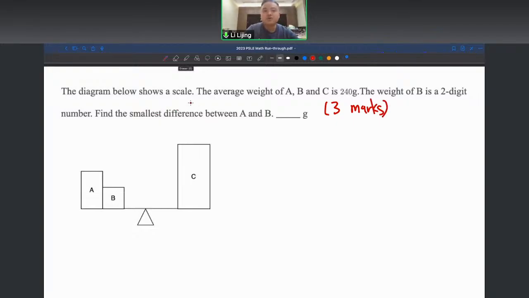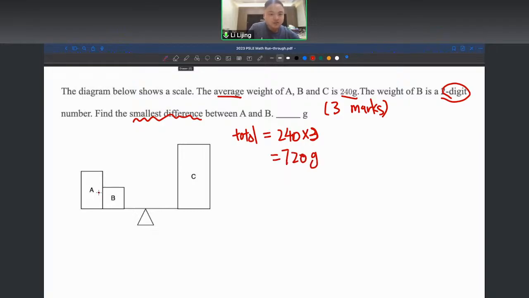The diagram below shows a scale. The average of A, B, and C is 240 grams. The weight of B is a 2-digit number. So find the smallest difference between A and B. Okay, so here they talk about average, but we cannot compare weights with average. So we want to find the total first. See? So for total, you use 240 times 3, because we have 3 blocks A, B, and C, to get 720 grams.